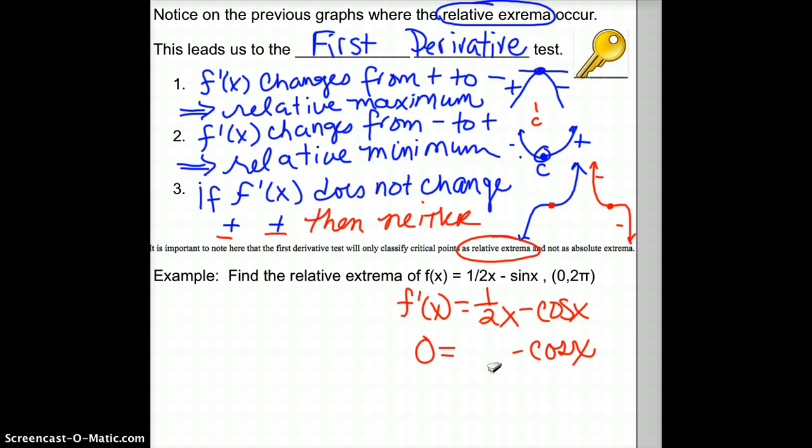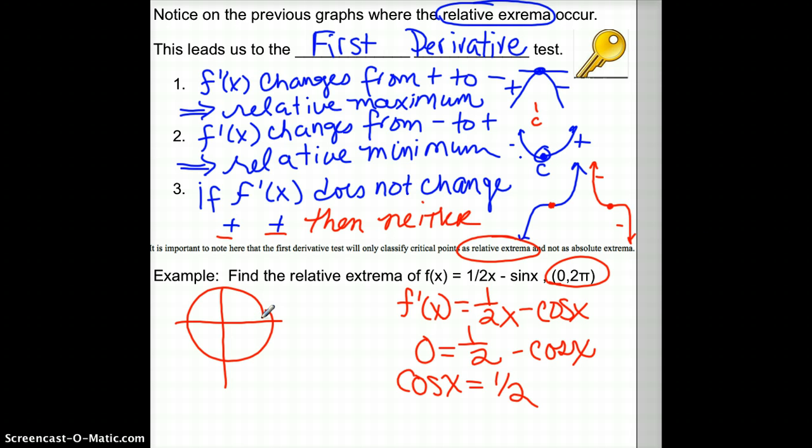The derivative will equal 0 when 1/2 minus cosine x equals 0, which means when cosine x is equal to 1/2. And then again, I have to go back to my domain. We are analyzing from 0 to 2 pi, not inclusively. So I'm back to my unit circle, and I'm trying to decide where the cosine is equal to 1/2. Sine is 1/2 at 30 degrees. Cosine is 1/2 at 60 degrees, or at pi over 3.